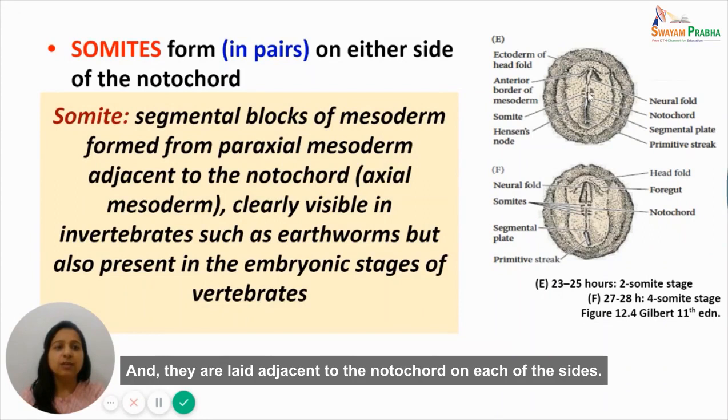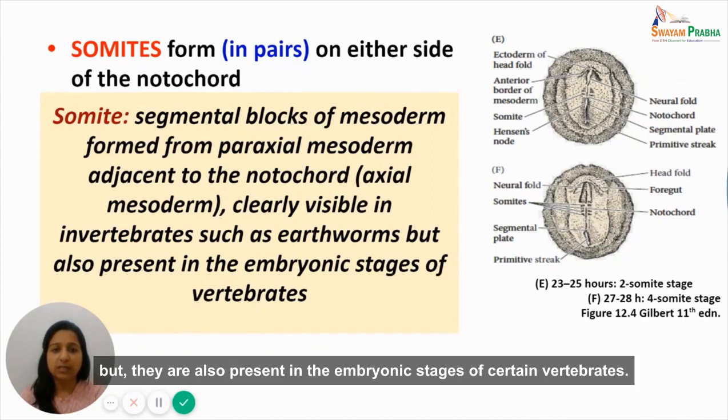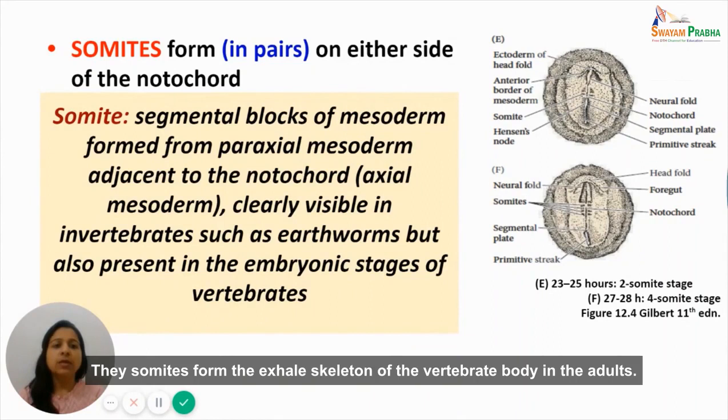Notochord, if you remember, is formed from the axial mesoderm. These somites are clearly visible in the invertebrate body, such as those of earthworms, but they are also present in the embryonic stages of certain vertebrates. These somites form the axial skeleton of the vertebrate body in the adults.